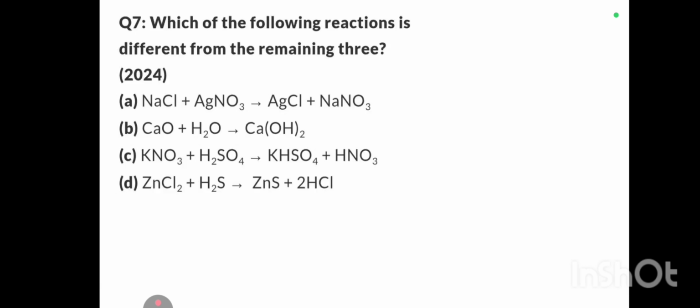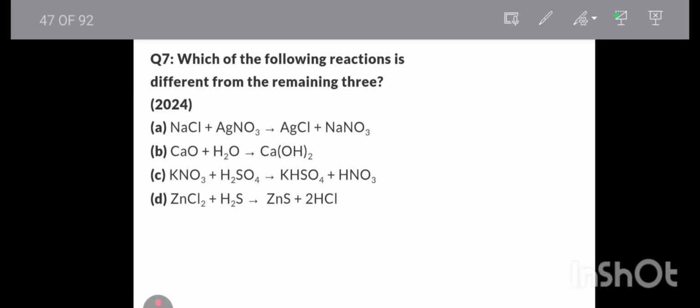Hope this question is clear to you. Let's move to the next question. Which of the following reactions is different from the remaining 3? So in the first reaction you can see, what is happening? This silver is going in the place of Cl and Na is coming in the place, combining with NO2.